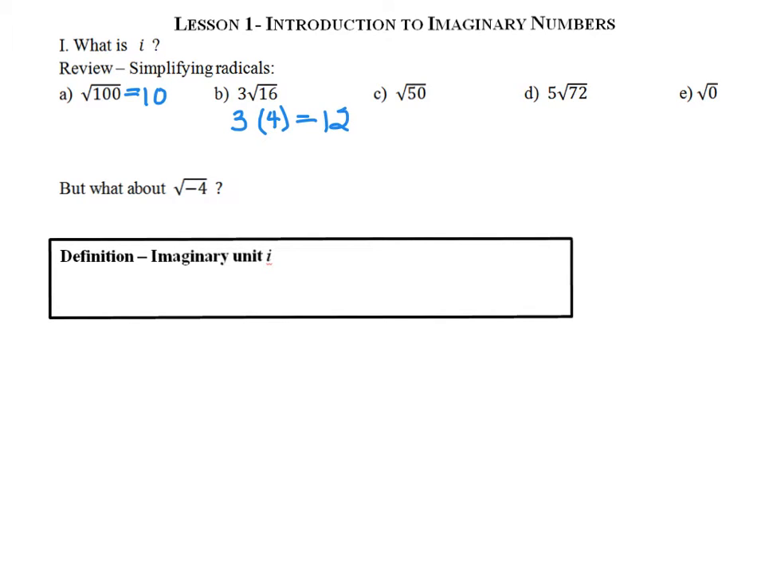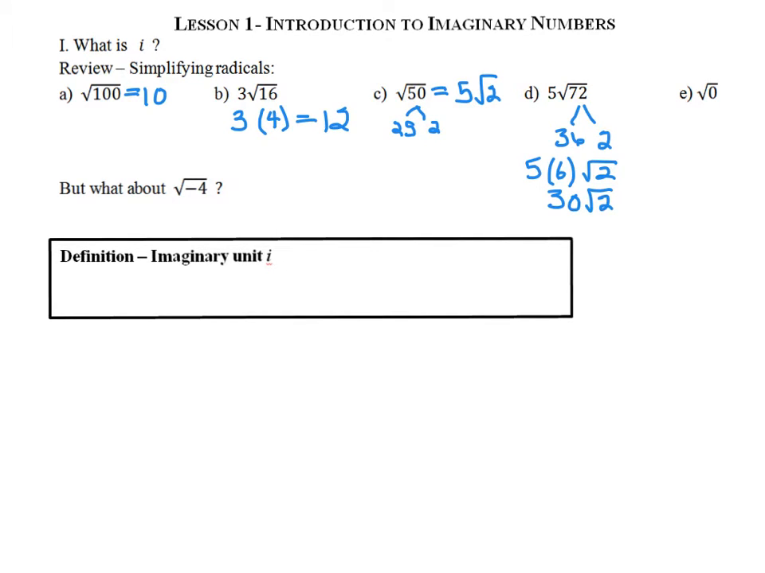Now 50 is not a perfect square, so of course we have to break this down into the product of a number that is a perfect square times whatever is left over. So 25 times 2, because 25 is a perfect square, we simplified this as 5 radical 2. We can do the same thing with 72. 72 is the product of 36 times 2. 36 is a perfect square. The square root is 6. So I have 5 times 6 times the square root of 2, which gives me the answer 30 radical 2.